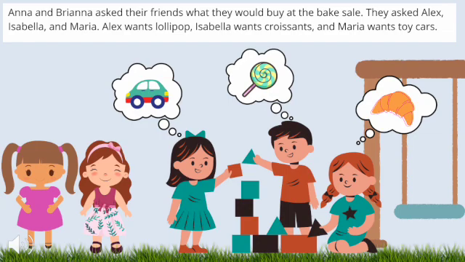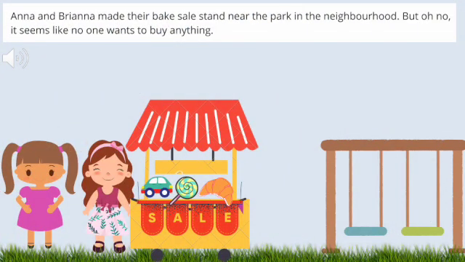Anna and Brianna asked their friends what they would buy at the bake sale. They asked Alex, Isabella, and Maria. Alex wants lollipops, Isabella wants croissants, and Maria wants toy cars. Anna and Brianna made their bake sale stand near the park in the neighborhood. But oh no, it seems like no one wants to buy anything.